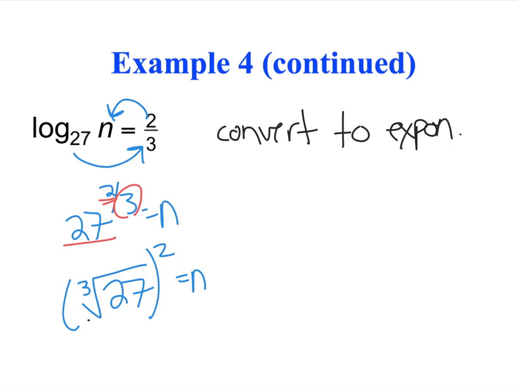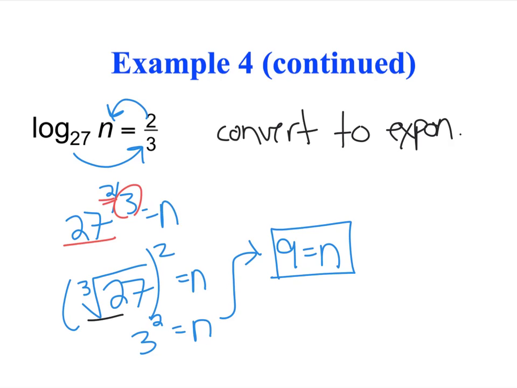Well, the 3rd root of 27 is 3. So I'm left with 3 to the 2nd power equals n. 3 to the 2nd power is 9. So n equals 9.